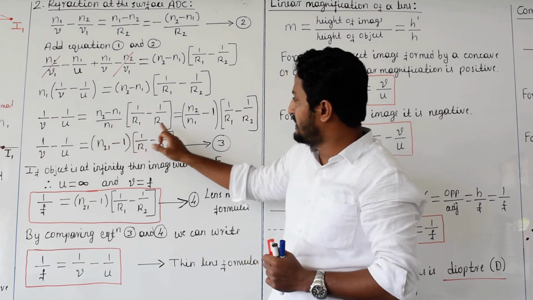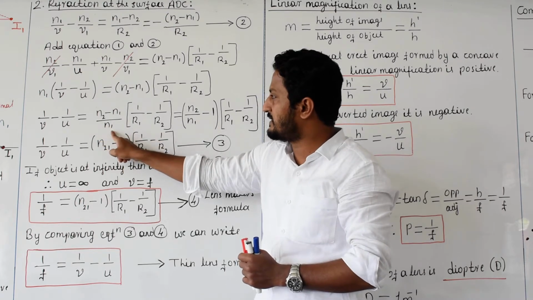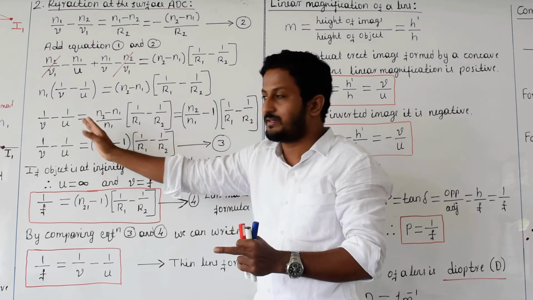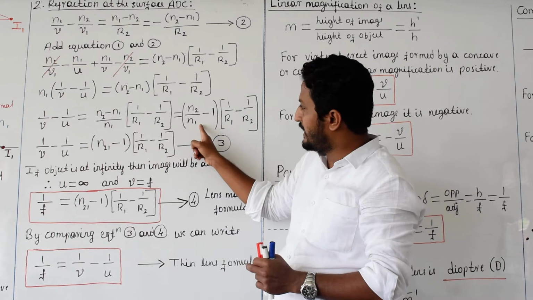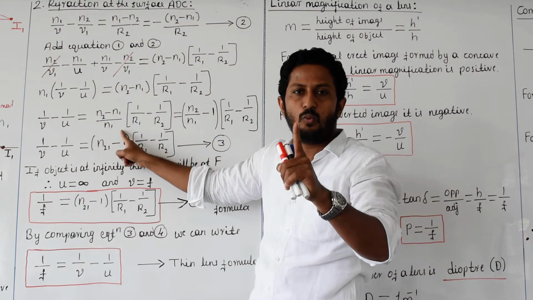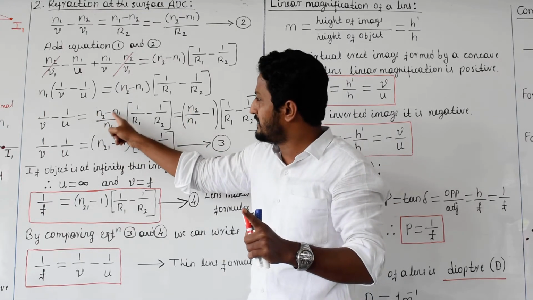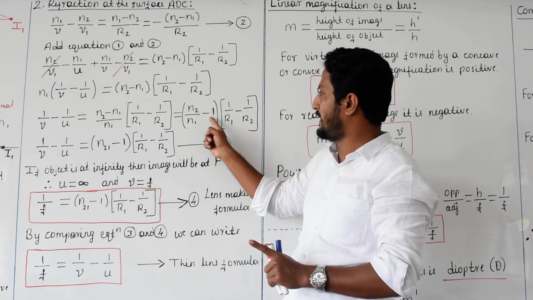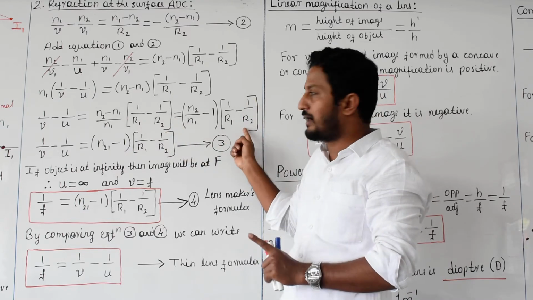Here I have written this again. I split this; N1 is the denominator for both. I split that and wrote it as N2 by N1 minus N1 by N1, which means 1. So N2 by N1 minus N1 by N1 is 1. I have written (N2 by N1 minus 1) into (1 by R1 minus 1 by R2).